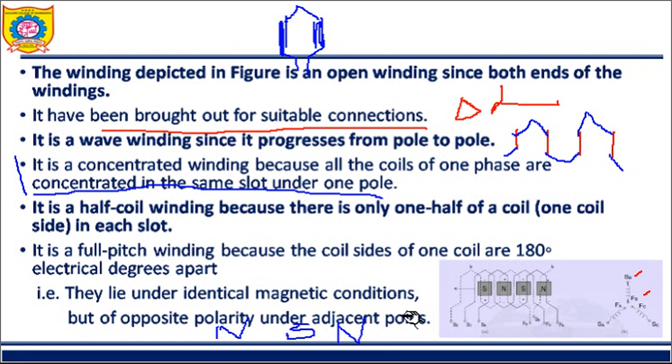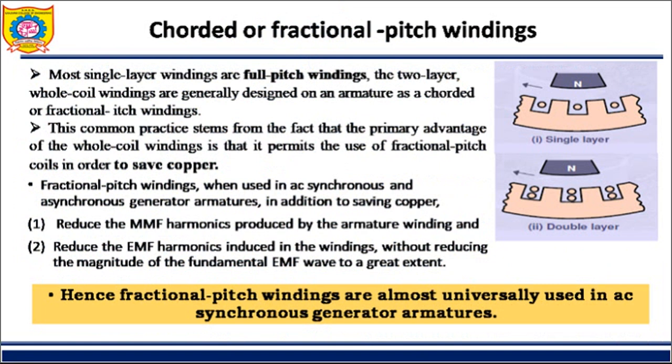Again then there is an N pole, again there should be... Yes, consider it's clear. Then we are going to see chorded or fractional pitch winding. Most single layer windings are full pitch winding. Two layer whole coil windings are generally designed on an armature as chorded or fractional pitch winding.